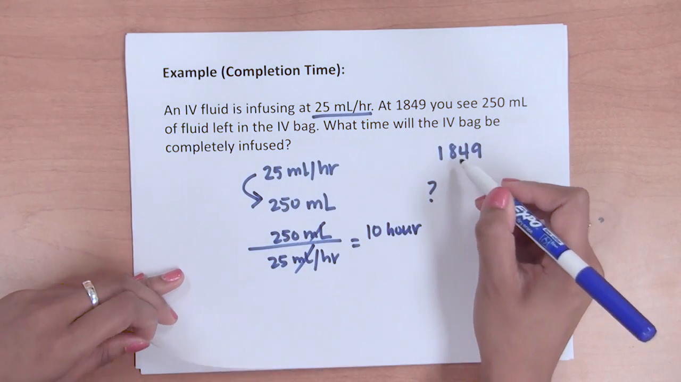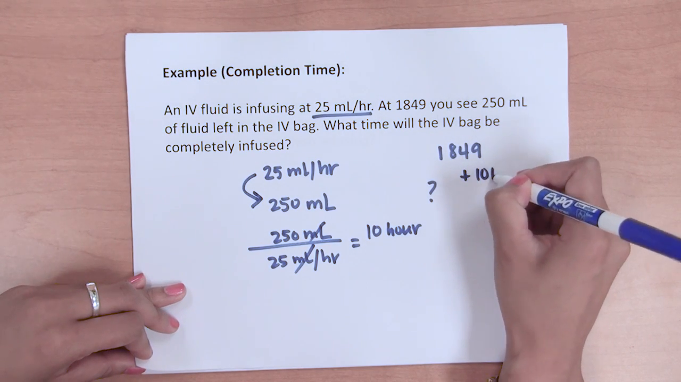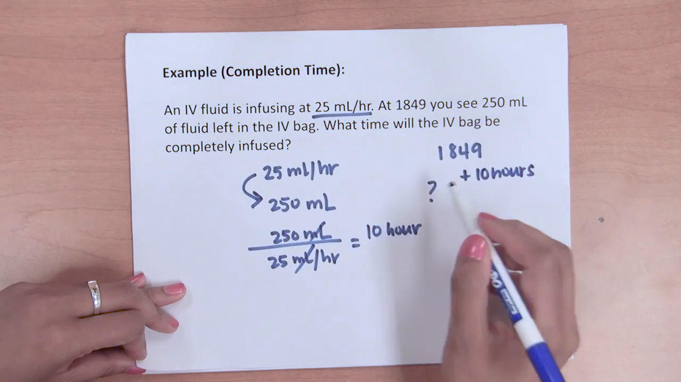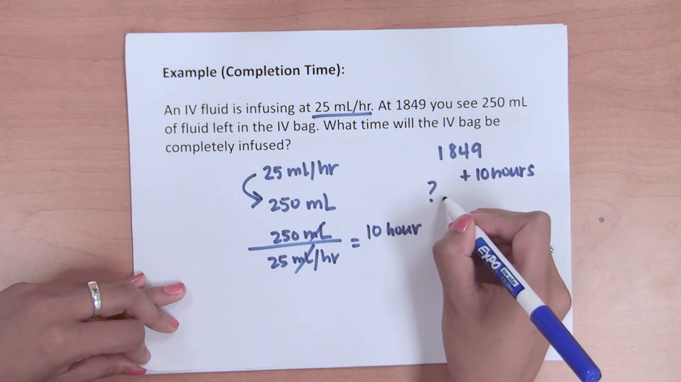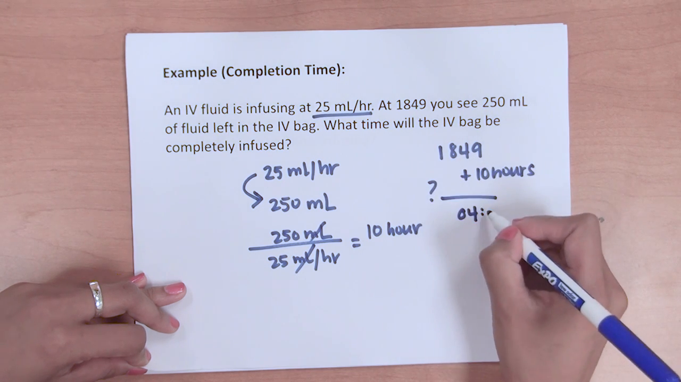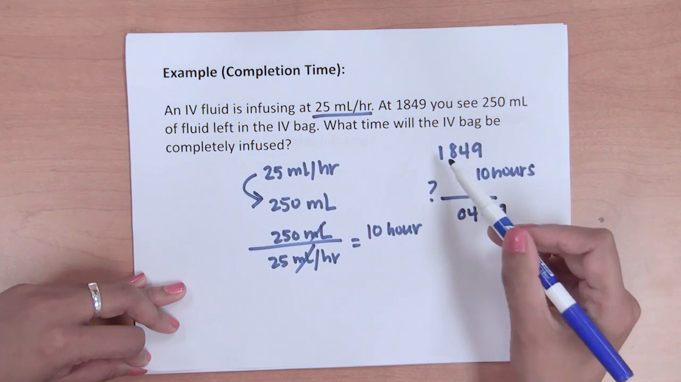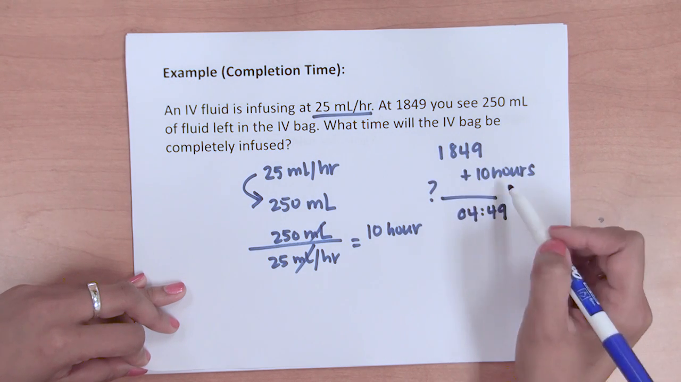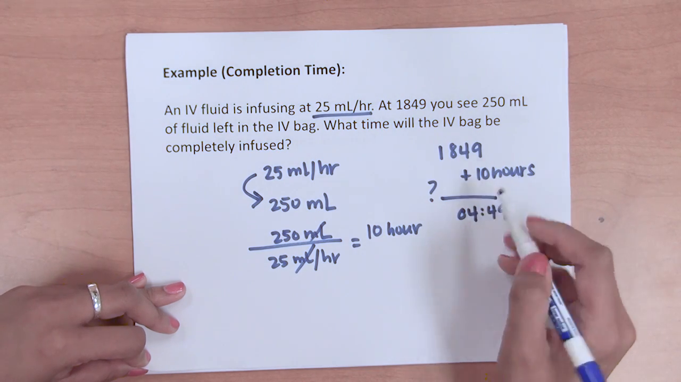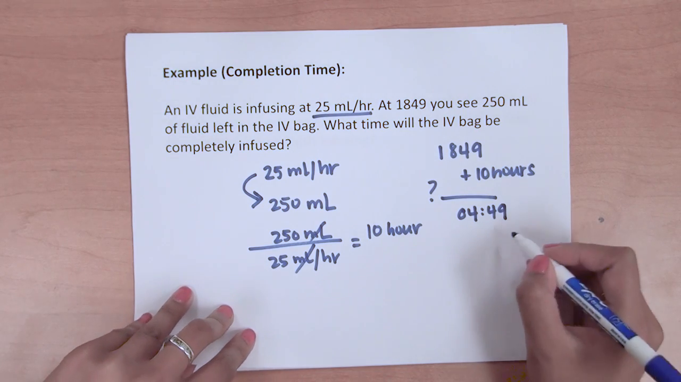So 18:49, so 6:49 p.m. plus 10 hours. So if you add 10 hours to this, that'll take us to 4 plus the minutes, 49. So a way to do that in your head, you can say 18:49 plus 12 hours is 06:49. Subtract 2. You can do 04:49. So 4:49 in the morning.